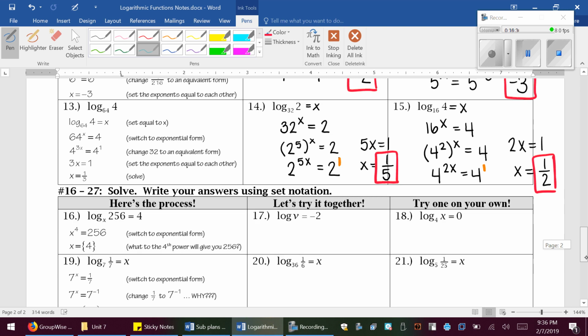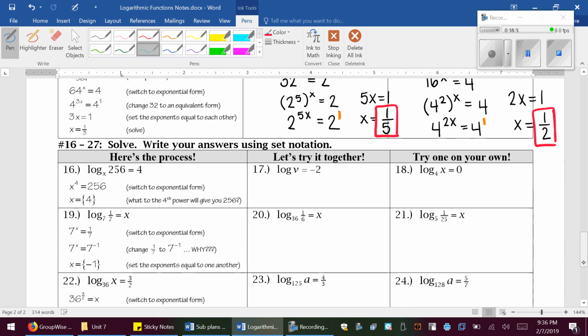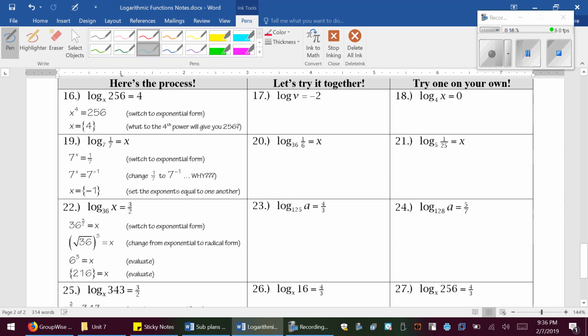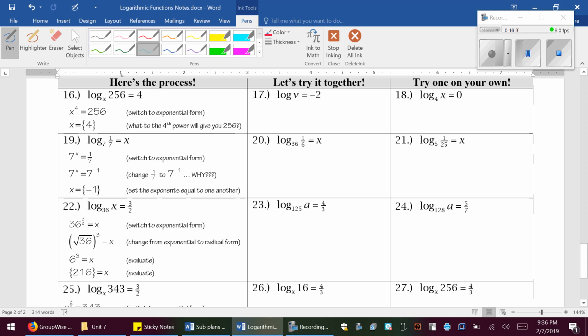Last part. Solving is pretty much the same thing, but we've given you an equation this time. We are trying to figure out what the variable is, and so you will use solution sets on your final answer. On the front side of this paper, we said if it's not written, the base is assumed to be 10. So on number 17, you need to write a little 10.